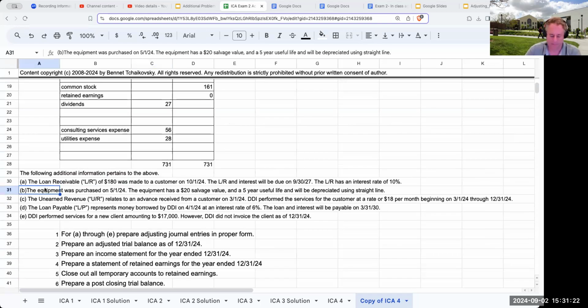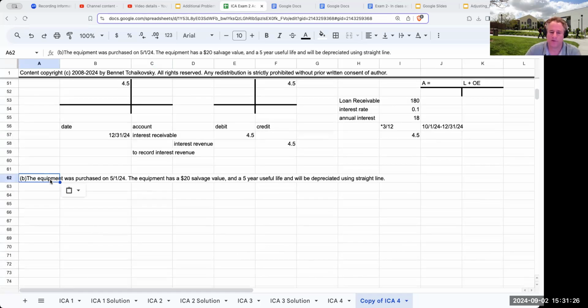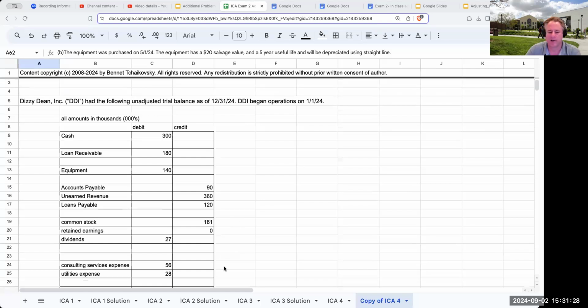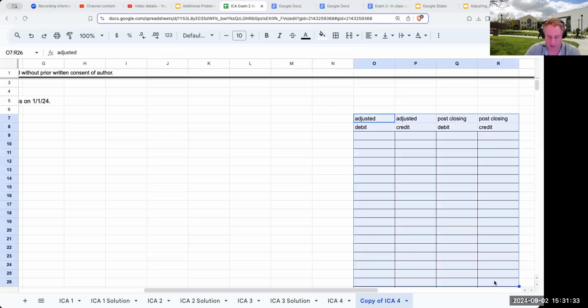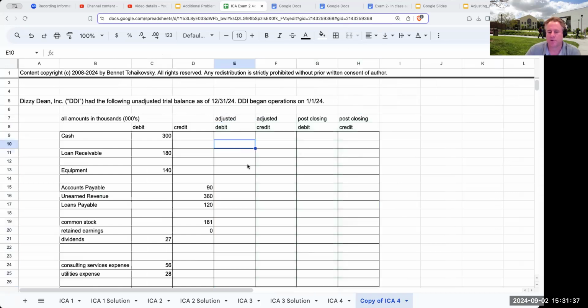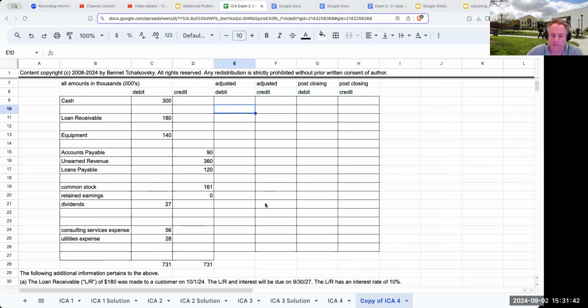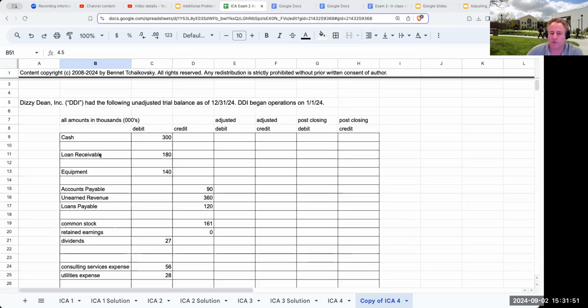And let's go to the next one. Okay, now what I can also do, if I choose to do so, is come over here and start working on the adjusted trial balance. How would I start going through and booking things in? Well, if I look at this here, I've got interest receivable. I'm going to put that under the loan receivable.